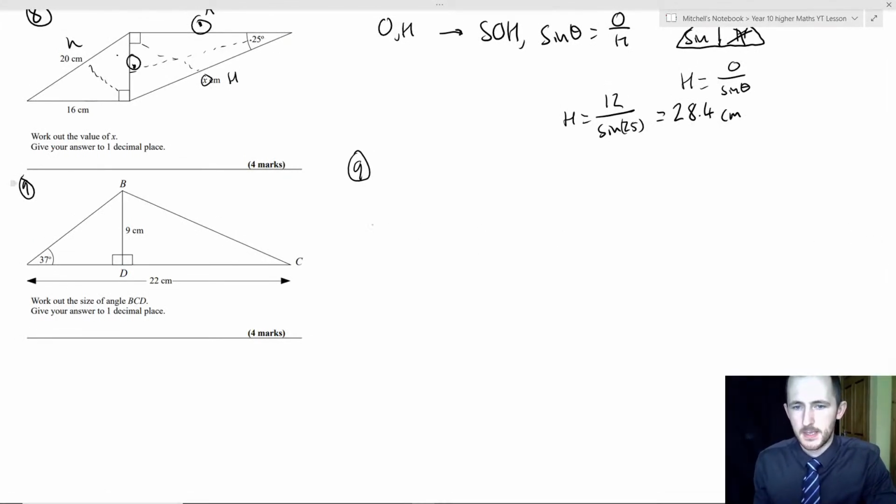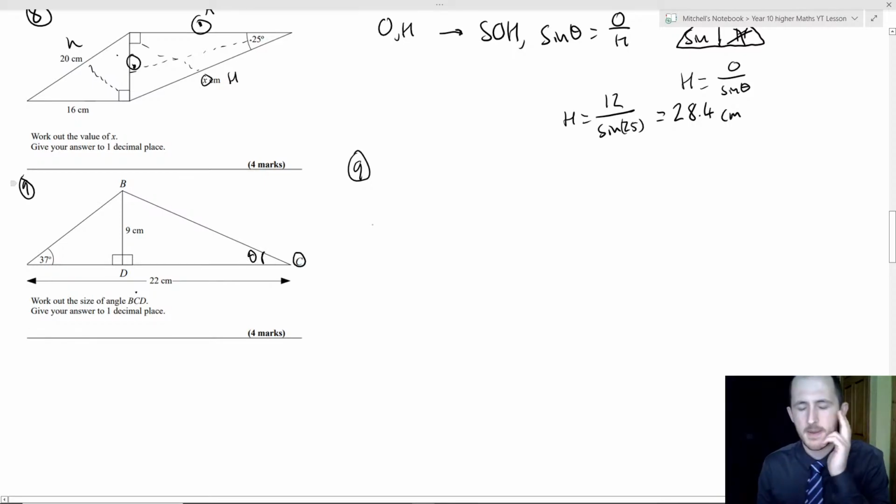So, this question: work out the size of angle BCD. Remember, let's mark the C. We're looking at this angle here, made up of sides BC and CD. We're looking for this angle, which let's not call X. We use theta, because we're men. And we need to work out the size of the angle.